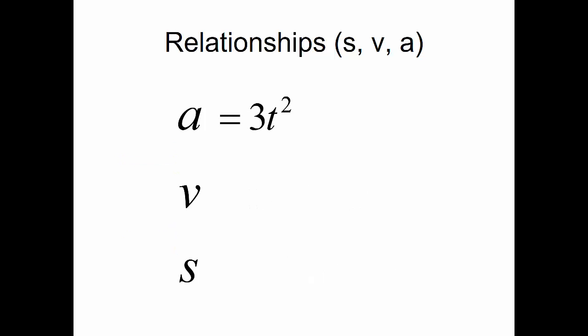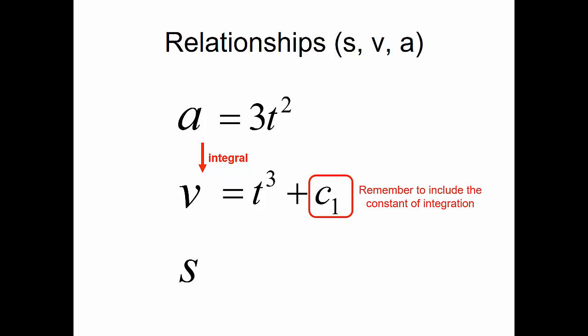Now, what if I had an acceleration function of 3t squared? In order for me to move from acceleration to velocity, I would have to integrate. So the integral of 3t squared would give me t cubed plus c1. Don't forget the constant at the end of integration. This is dependent on our boundary conditions.